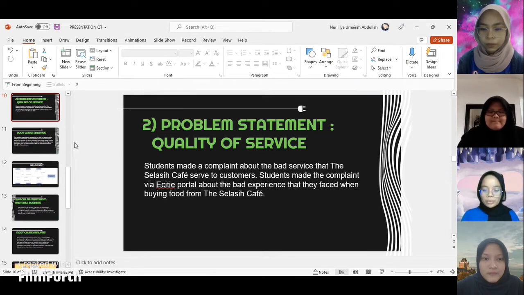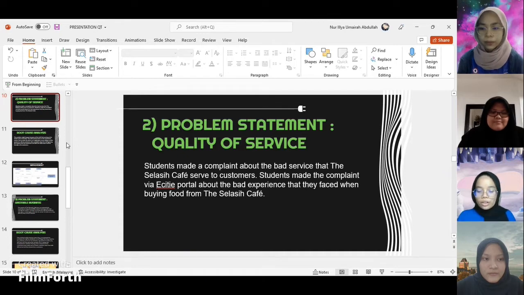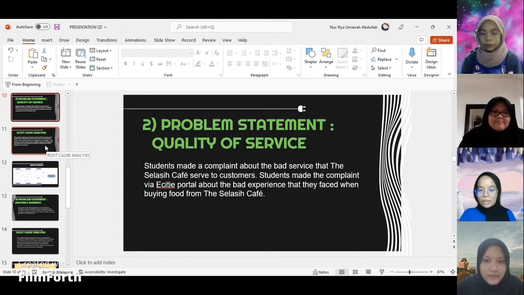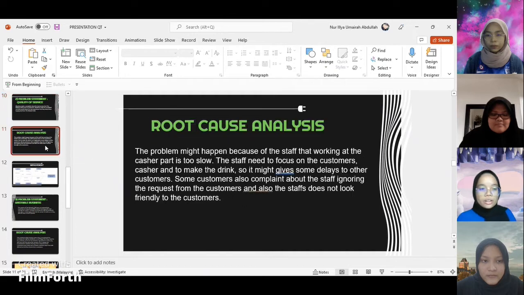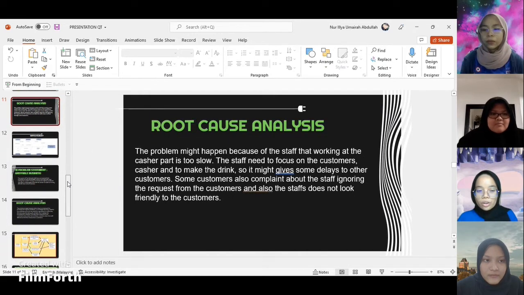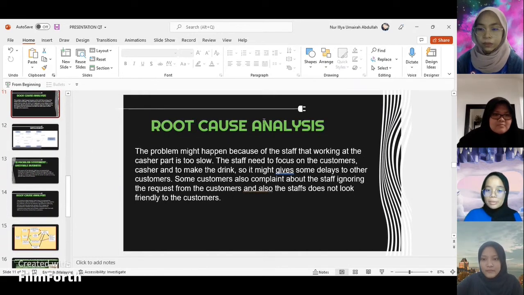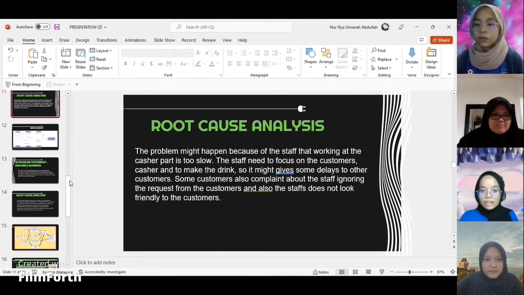For the next problem statement, which is quality of service, there are students who made complaints about the bad service that the Selassie Cafe gave to customers. The students made the complaint via the ECT portal about the bad experience that they faced when buying from the Selassie Cafe. From the root cause analysis, maybe it is because the staff working at the cashier part is too slow.